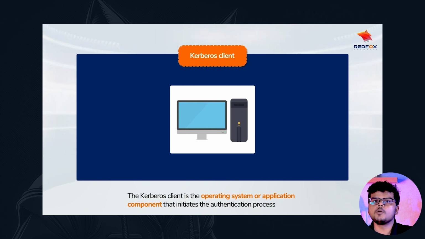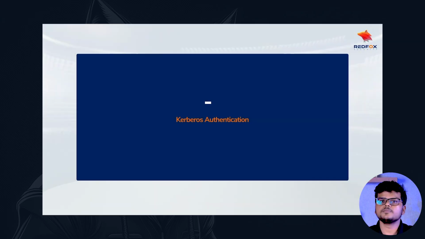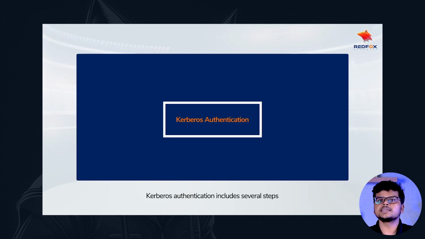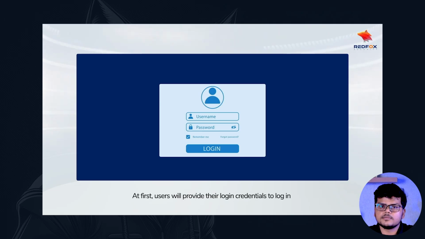or application component that initiates the authentication process. The client sends the user's credentials to the AS and obtains a TGT, which is used to obtain a service ticket from the TGS for accessing network resources. Moving on to Kerberos authentication. Kerberos authentication includes several steps. At first, the user will provide their login credentials to log in.